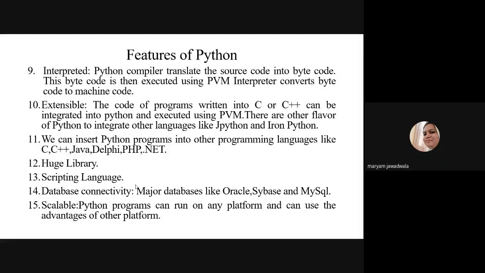Next feature of Python is it is extensible, means the code of a program written in C or C++ can be integrated into Python and executed using PVM, or the code written in some other language can be integrated in Python like JPython. We can integrate the Java language over here, and you are having IronPython. So using IronPython, you can combine the features of .NET programming here, right? Next feature is we can insert Python programs into other programming languages like C, C++, Java, DLP, PHP, .NET.